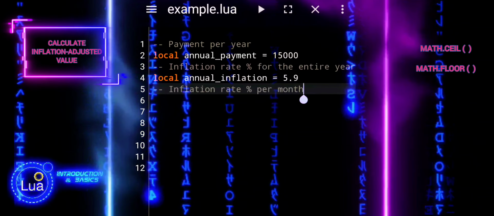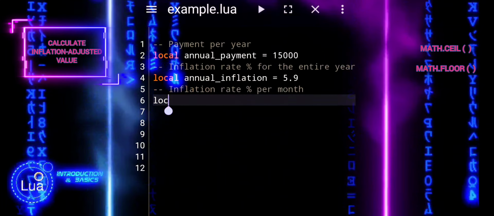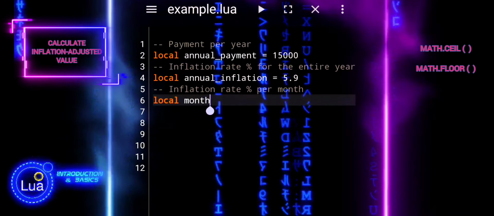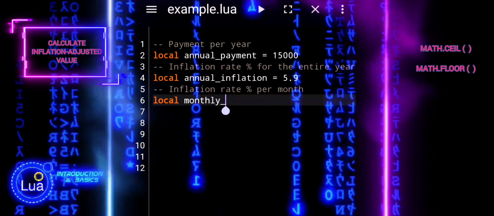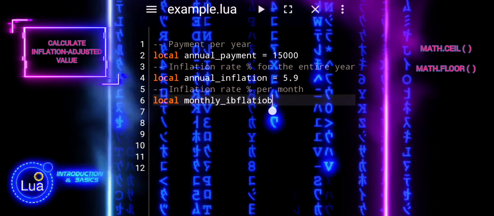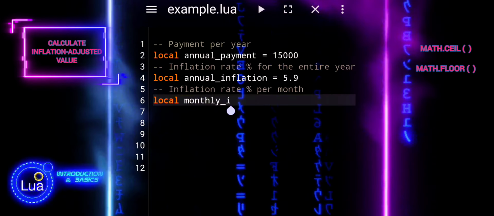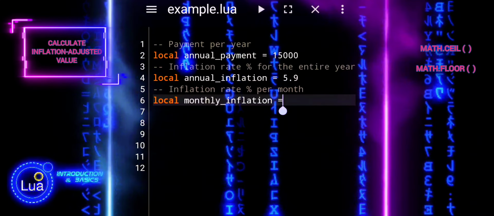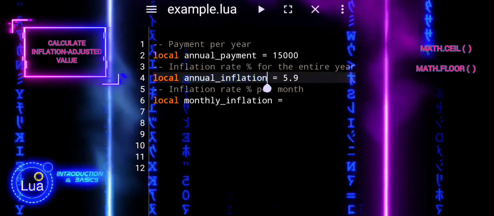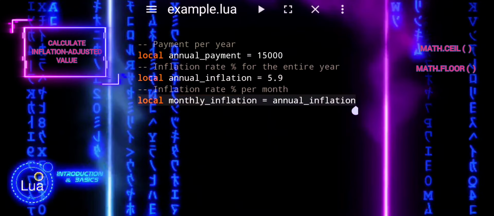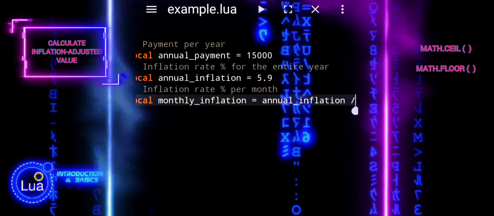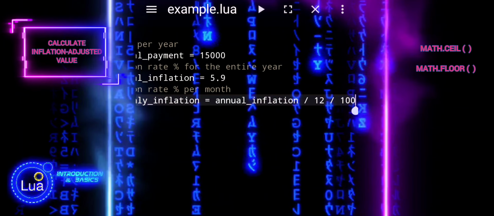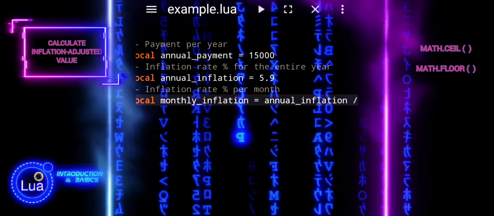This line of code calculates the inflation rate per month based on the annual inflation rate. The annual inflation rate is divided by 12 to get the monthly inflation rate. This division accounts for the fact that there are 12 months in a year. Then, dividing by 100 converts the percentage value to a decimal. So, for example, if the annual inflation rate is 5.9%, this line calculates the monthly inflation rate as 5.9 divided by 12 divided by 100, which is approximately 0.49%. This represents the expected increase in prices or decrease in purchasing power for each month due to inflation.